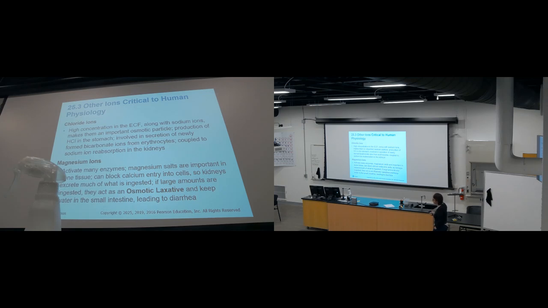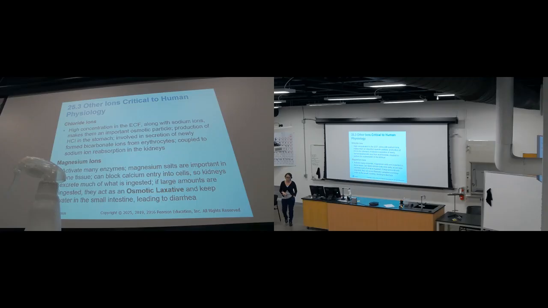Chloride. Chloride is a negative charge ion. It's an anion. It has a higher concentration in the extracellular fluid because just as sodium attracts chloride because of its positive charge, it makes sense then that both of them are highly concentrated outside the cells. And chloride is important for producing hydrochloric acid in the stomach. And it is involved in secretion of newly formed bicarbonate ions from erythrocytes coupled with the reabsorption of sodium in the kidneys. So if you reabsorb sodium, you reabsorb chloride.